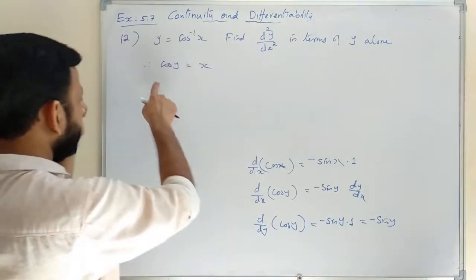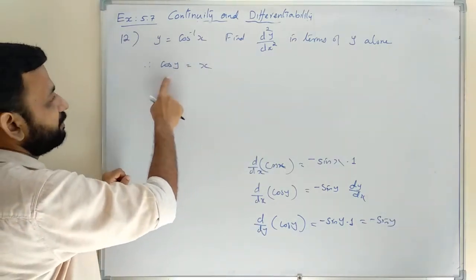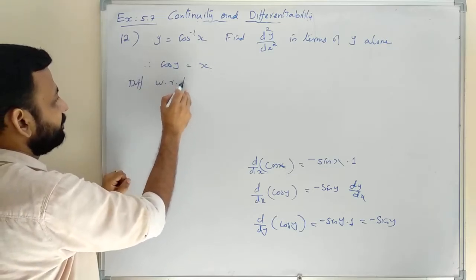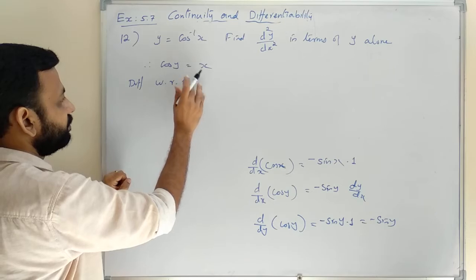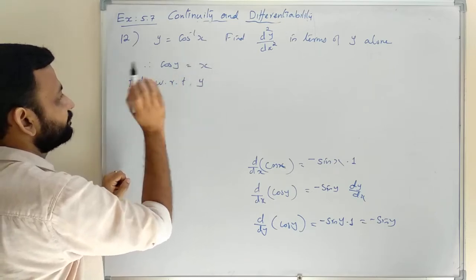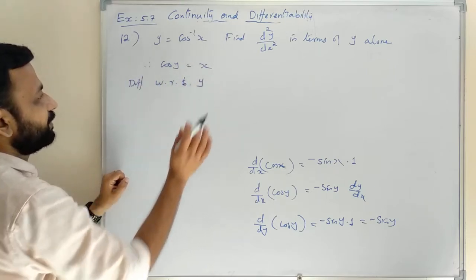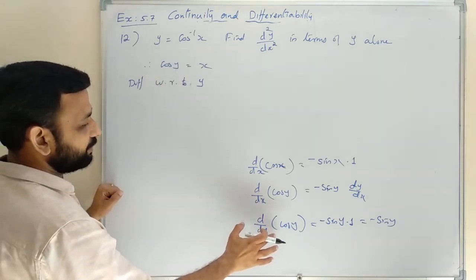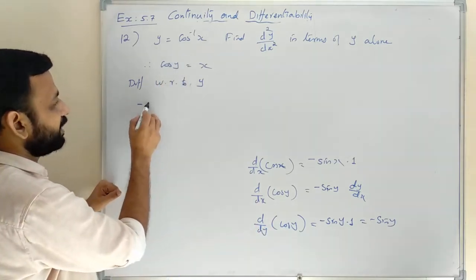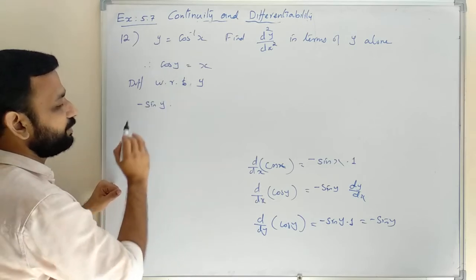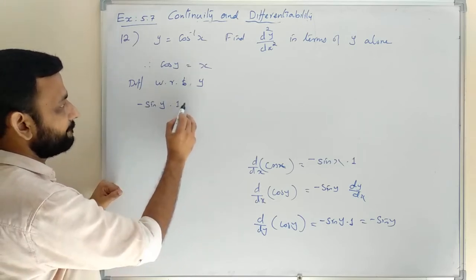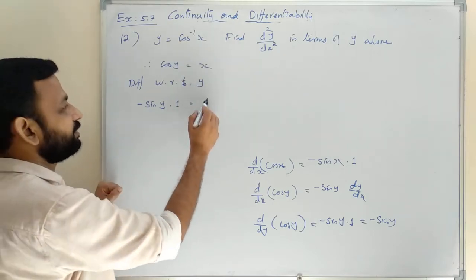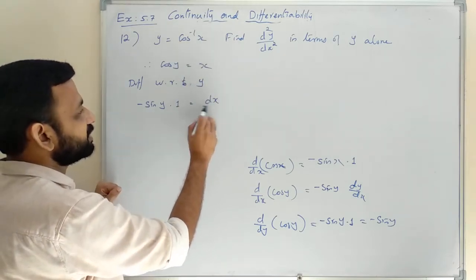So here we are going to differentiate this expression with respect to y. Differentiate with respect to y. So the derivative of cos y with respect to y is minus sin y into 1, equal to the derivative of x with respect to y, that is dx upon dy.